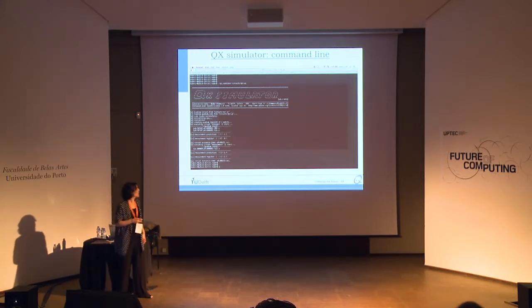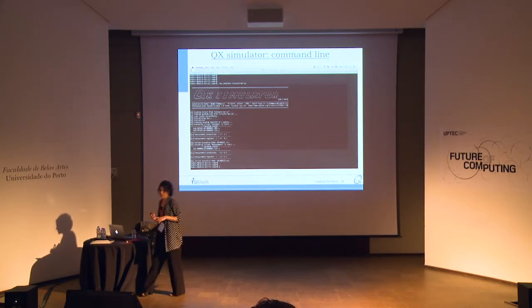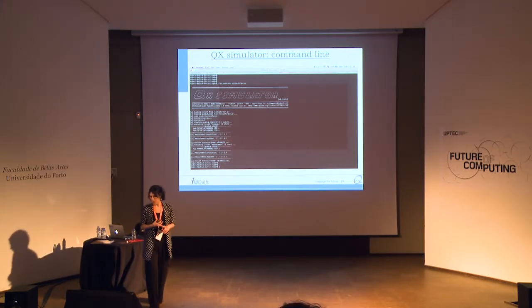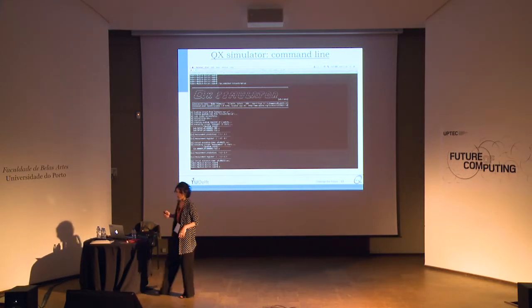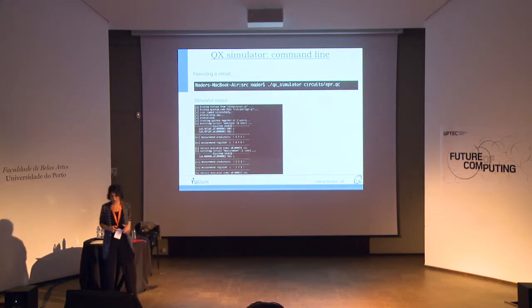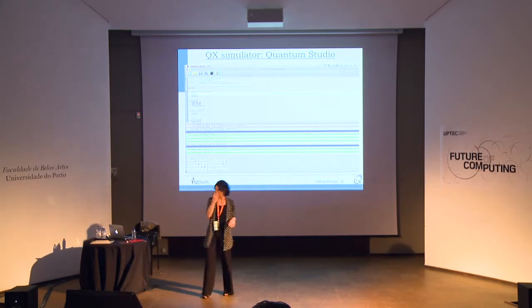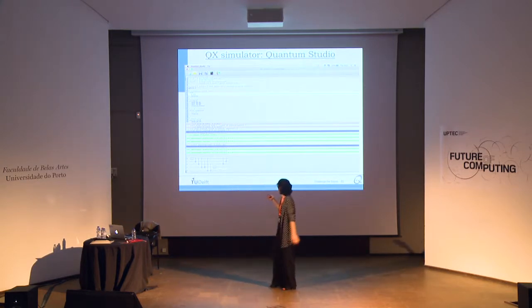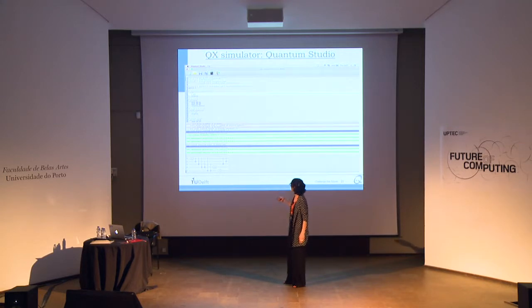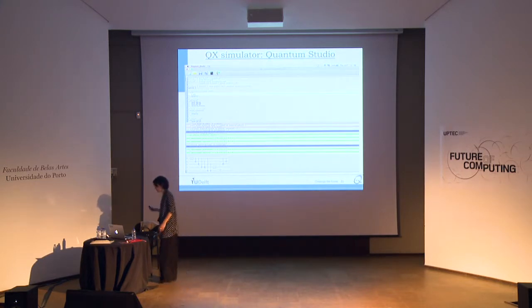As you have seen maybe on the website, we have different versions of the QX simulator. We have the command line version that runs on Mac, Linux, and Windows. It doesn't look as nice as the other one, but this is how it looks, and when you run it, this is the output you get. But we also have a nicer version called the Quantum Studio interface, a graphical interface in which you can define your circuit. This is the output when you execute it, and you can even render the code to get a drawing of the circuit. Okay.